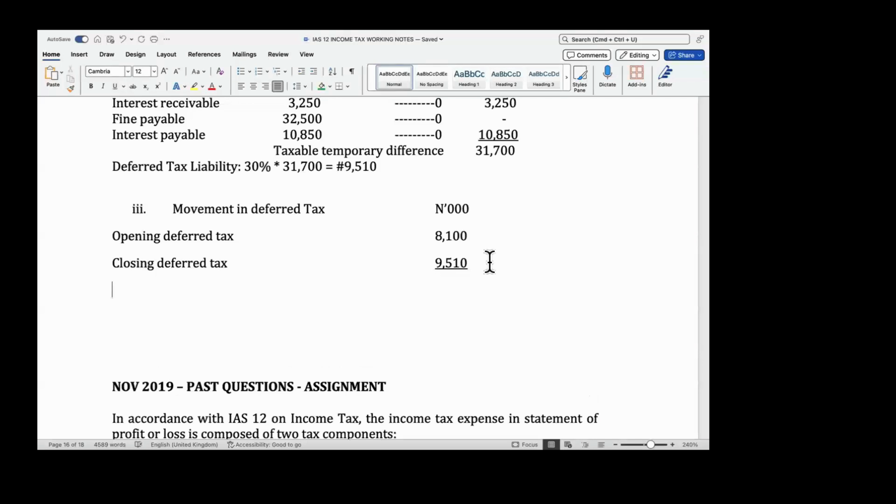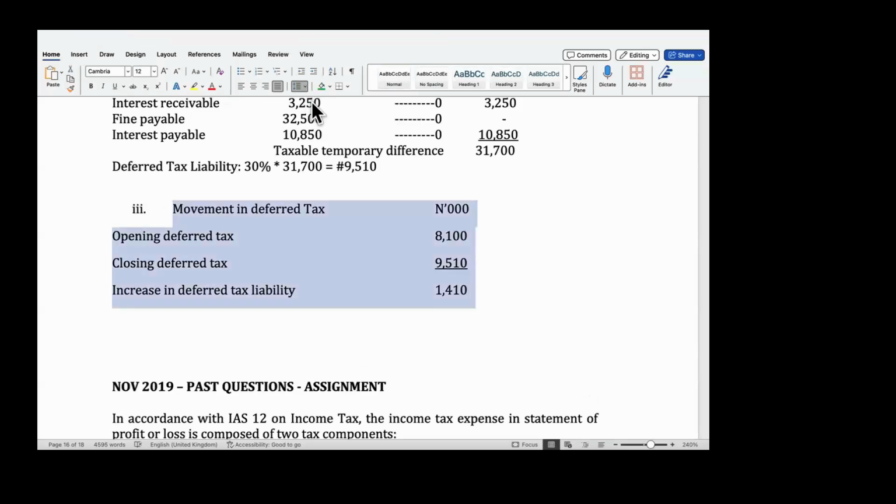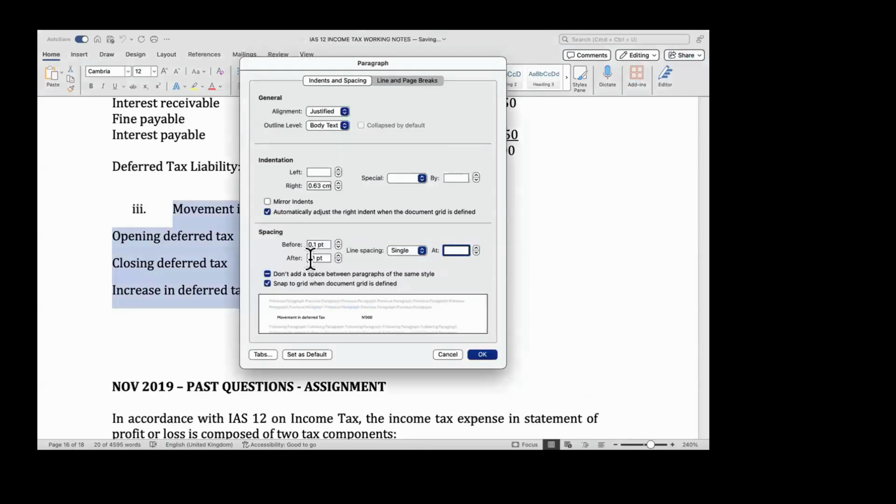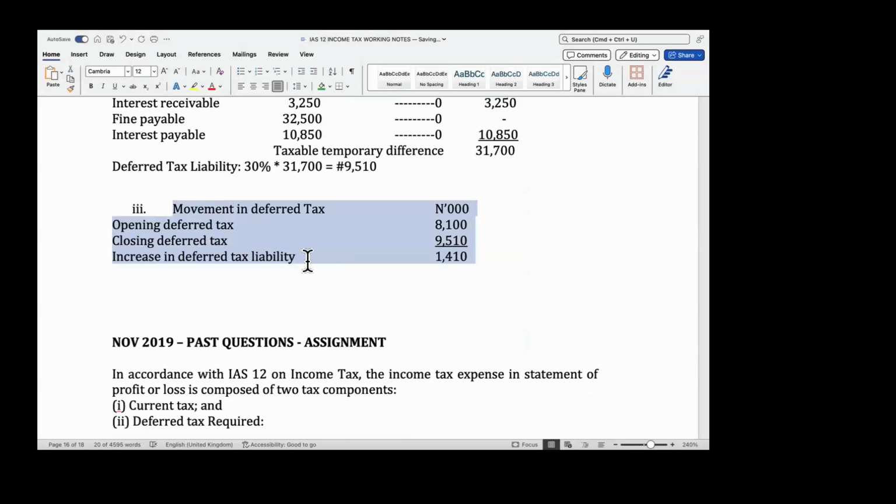Then we'll have an increase in deferred tax liability. What's the difference? 1,410 naira. Okay, so that's the solution to that. That goes to your PL, this movement as an expense.